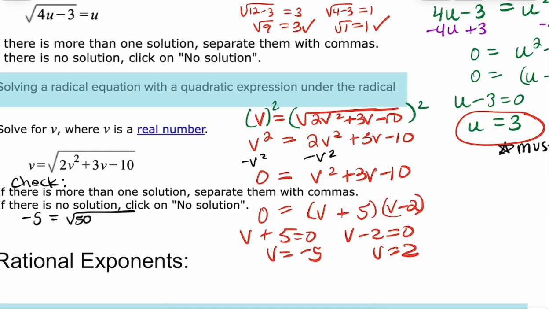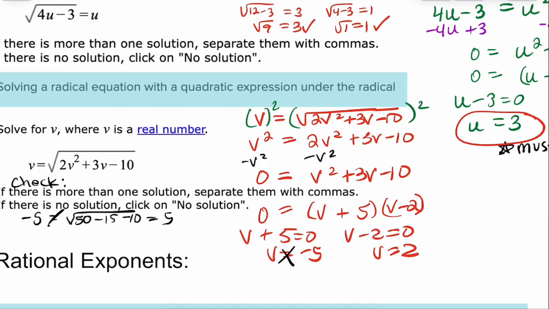I just don't have a lot of room, so I'm going to do a little bit of math in my head here. 3 times negative 5 is negative 15, minus 10. If you do that math, you get 5. Is negative 5 equal to positive 5? Nope. So cross it out. Doesn't work.